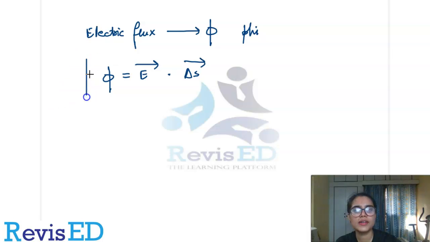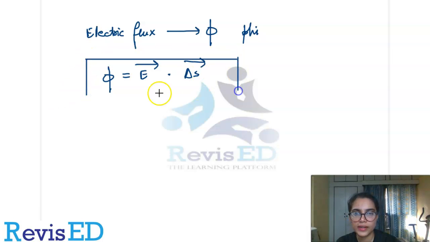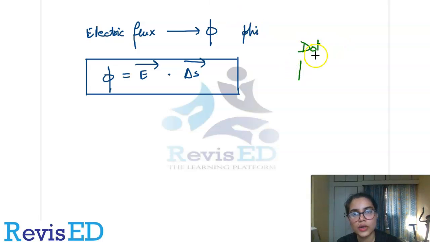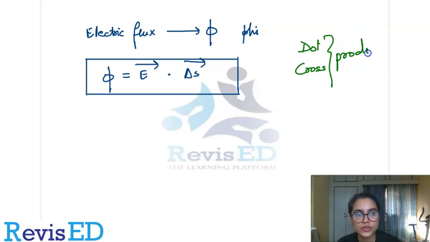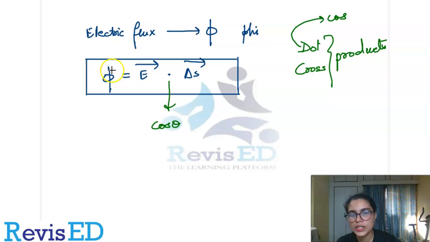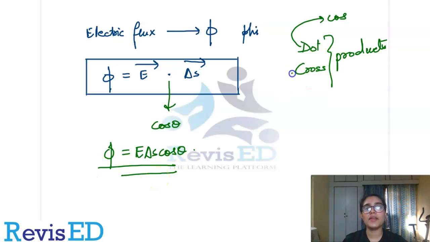Why have we written it as a dot product, for the students who are wondering? I told you in the previous slide that you have something known as the dot product and something known as the cross product. These are the two products we talk about in the case of vectors. When you have the term cos, you use a dot to replace that cos term. So originally this expression was phi is equal to E delta S cos theta. And when we have the quantity sine theta, we use the cross.